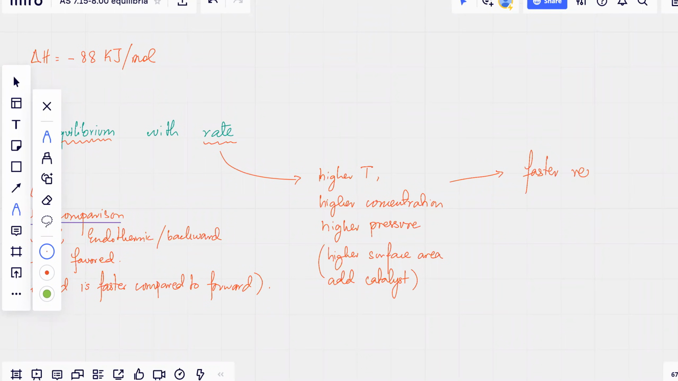So you don't really care if it's the forward or the backward reaction. So when the question is talking about the rate of reaction, then it's not a relative comparison. It's just talking about whether the reaction is speeding up or slowing down. So if you're doing this at a higher temperature, the reaction is going to be faster, whether it's the backward or the forward reaction, both of them are going to be faster.